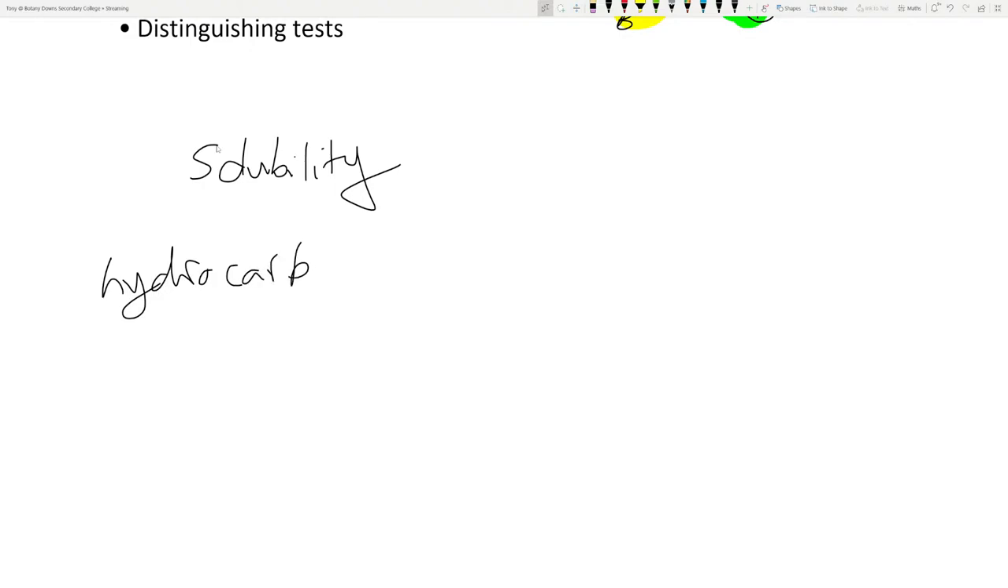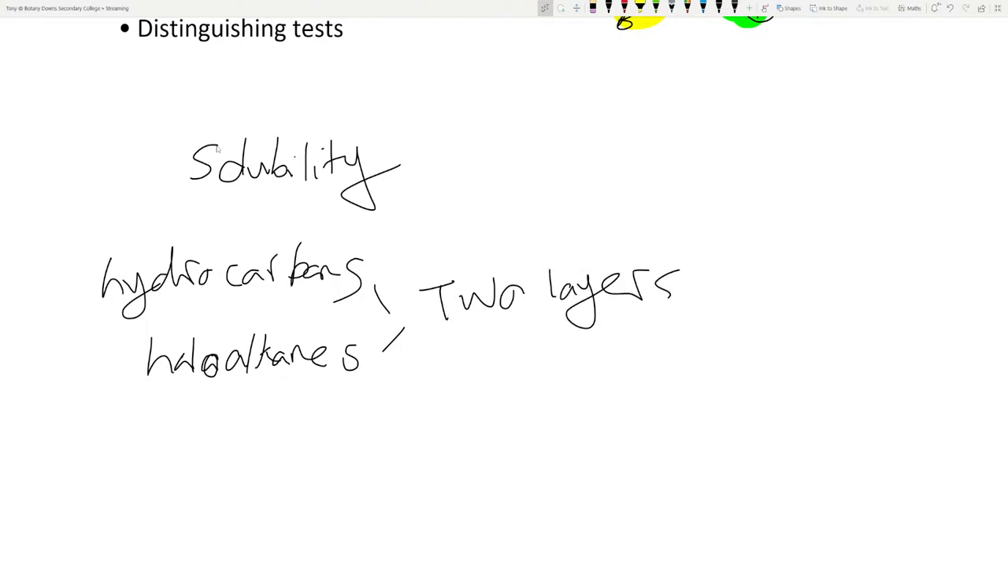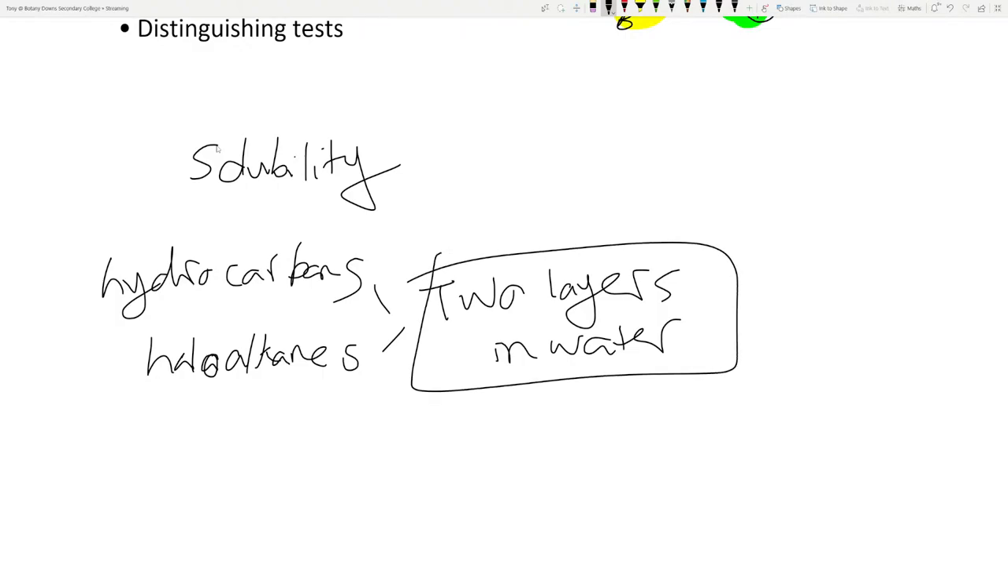So solubility, if you have your hydrocarbons and haloalkanes, excuse my handwriting, these things will only give you two layers in water. One way to think about it is oil. Anyone seen those horrible oil leaks from those drilling stations in the ocean? The oil stays on the top of water. Why don't they dissolve with water? Because the polarity is different. So they don't dissolve. You see two layers. That's how you can tell.